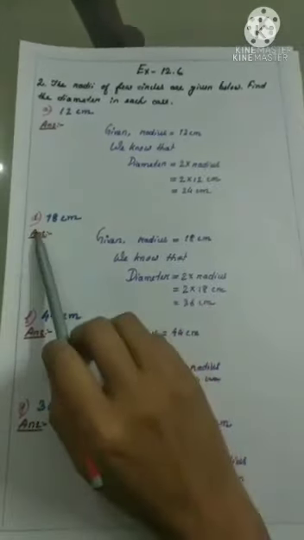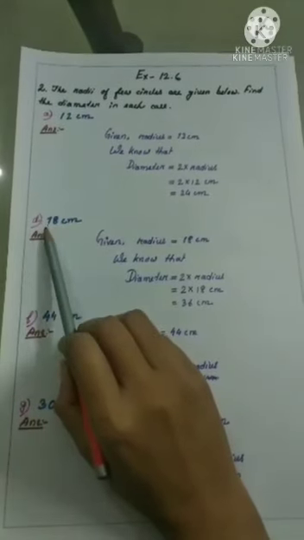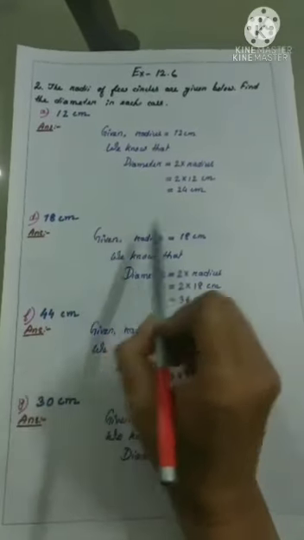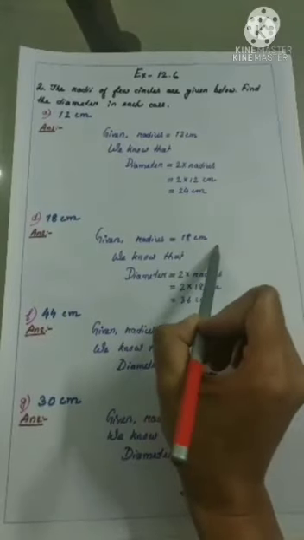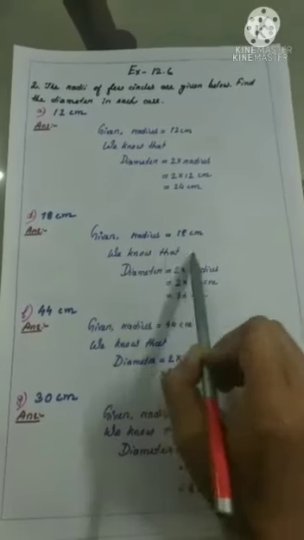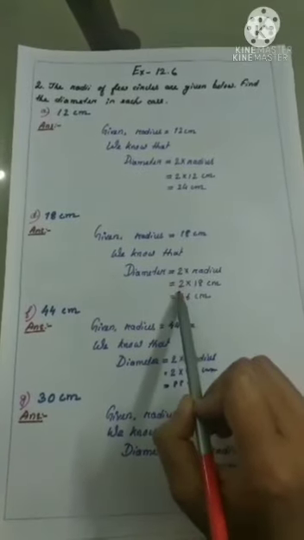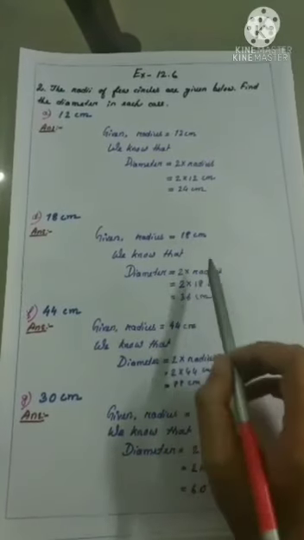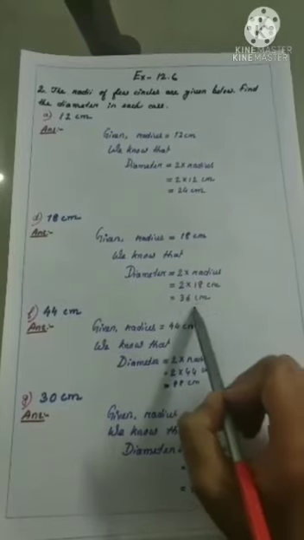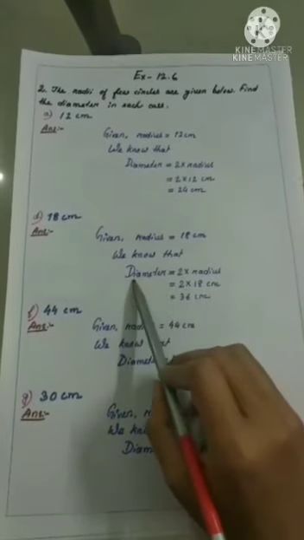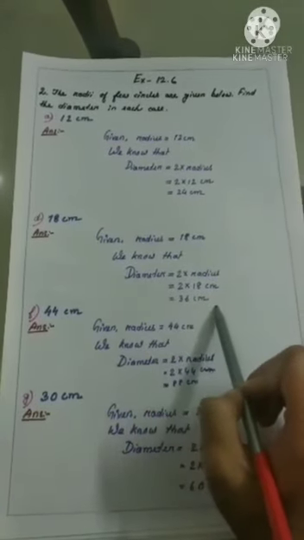Alright. Likewise, we will do D number, 18 cm. Given radius is equal to 18 cm. We know that diameter is equal to 2 into radius, which will be equal to 2 into 18 cm. So, it will be equal to 36 cm. Therefore, diameter is equal to 36 cm.